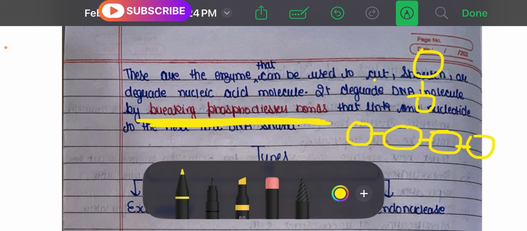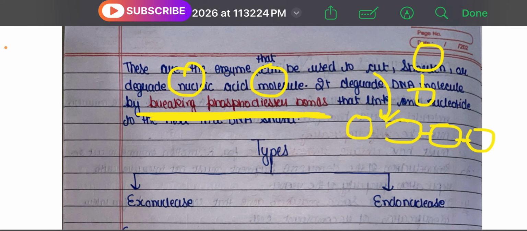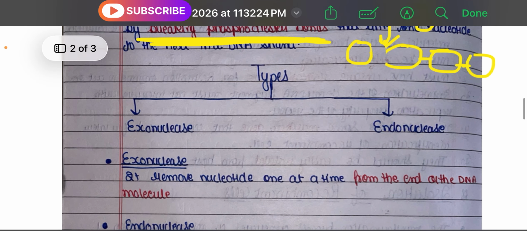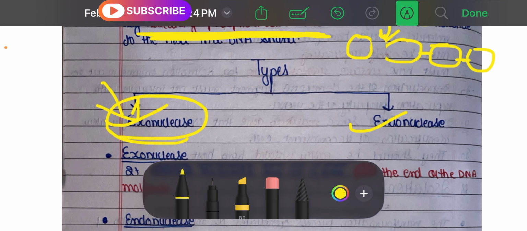So what happens when the nuclease comes? It is going to break this phosphodiester bond. Whenever there is breakage of the phosphodiester bond, these nucleotides get separated. Clear? This plays an important role in breaking the phosphodiester bond and removing that particular gene. Now this nuclease is of two types, exonuclease and endonuclease. Today we are only going to focus on the exonuclease.